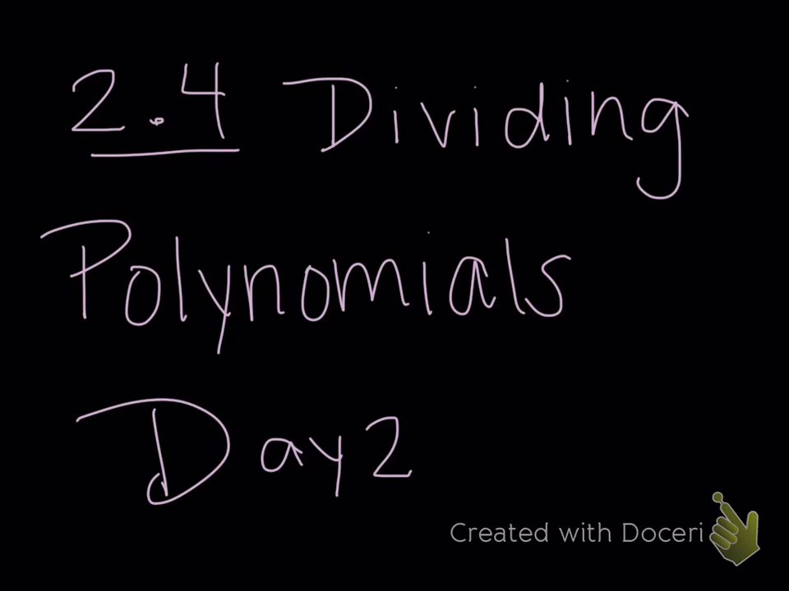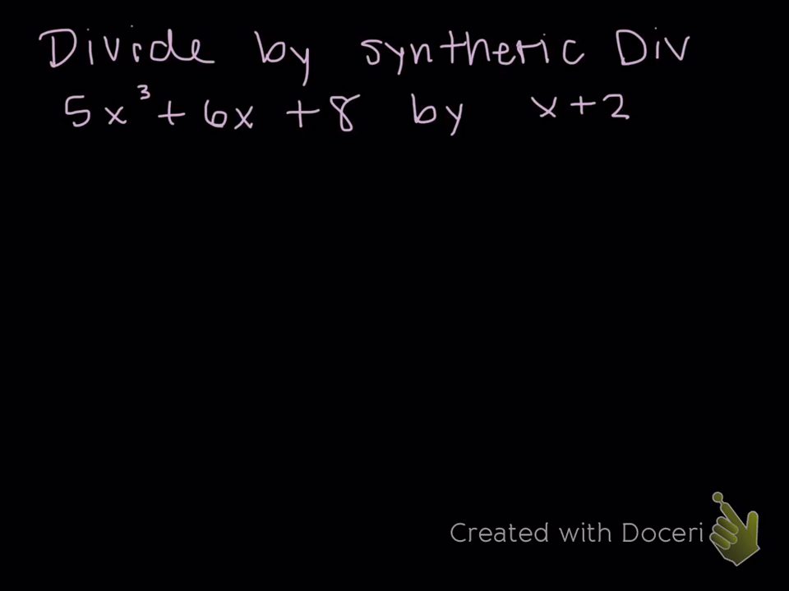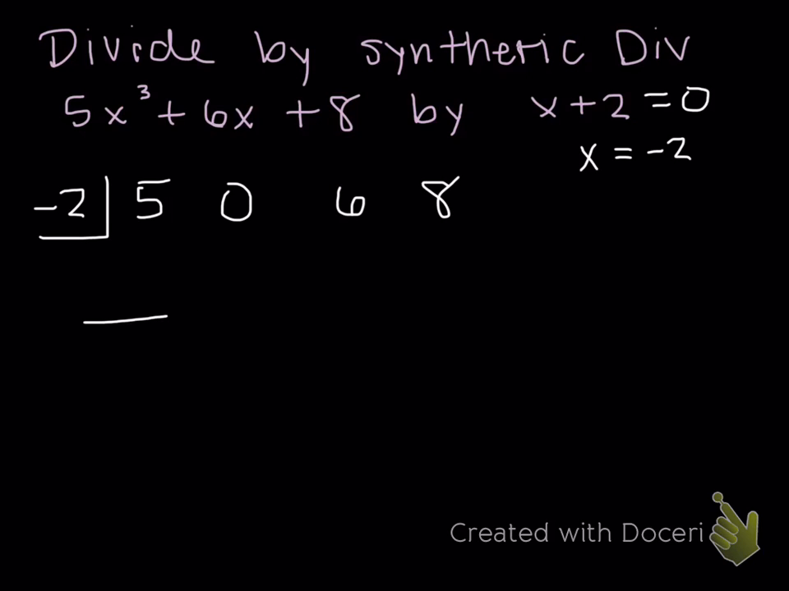Today we're doing section 2.4, dividing polynomials, day 2, and we're going to discuss synthetic division, which is the easier method to doing long division. So notice it looks about the same. One thing that we have to do is whatever you're dividing by, you set equal to 0. So you always have to attain the 0 or the x-intercept to determine what you're doing in synthetic. And we list our coefficients, so I bring the 5. Notice I'm missing a squared term, so I have a 0, 6, and 8.